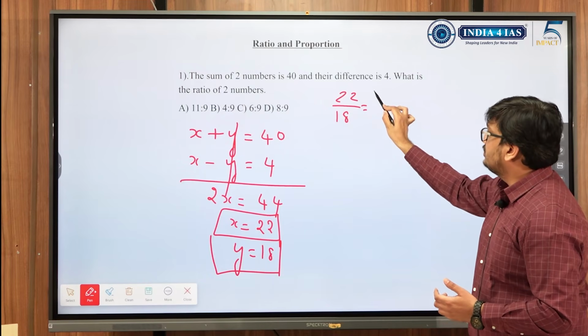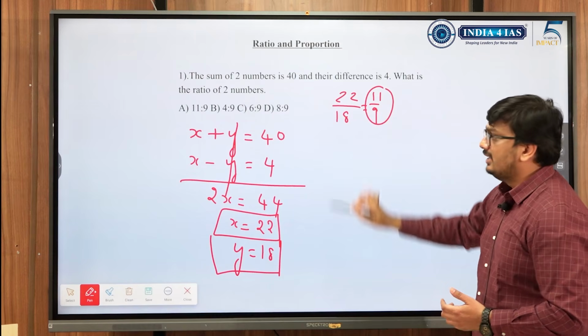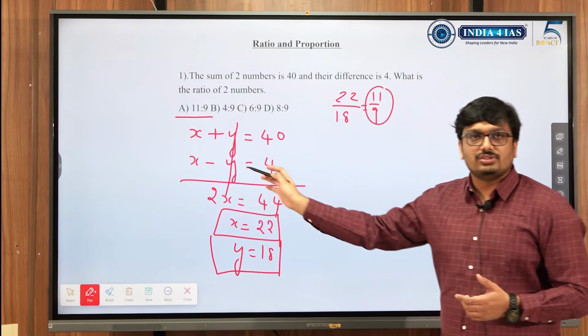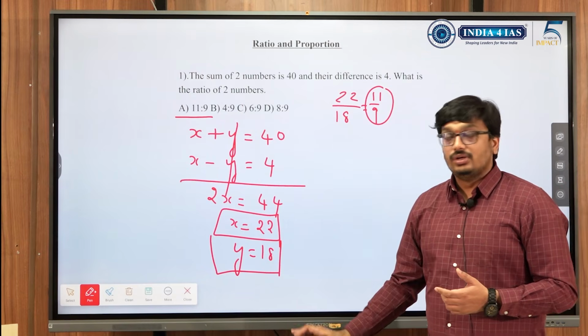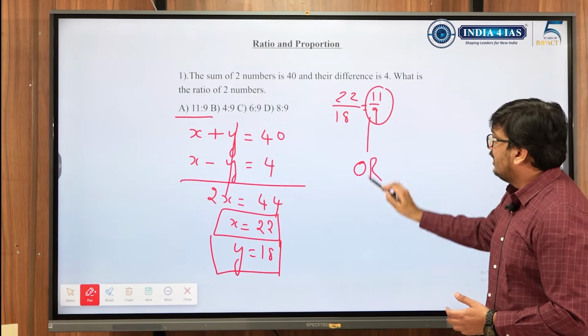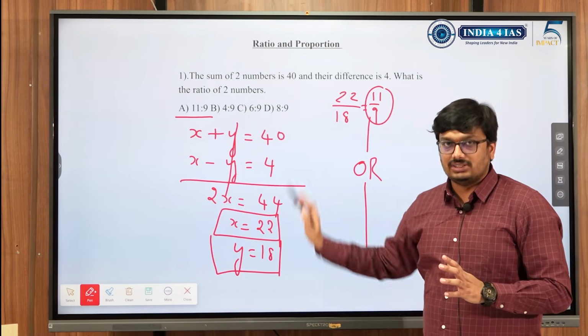So, common factor is 2. 2 11s are 22, 2 9s are 18. So, 11 by 9 can also be written as 11 is to 9. We know A is to B can also be written as A by B. So, this can also be solved in other method. So, in UPSC, actually there is no difficulty in simplification, just we should understand the concept.